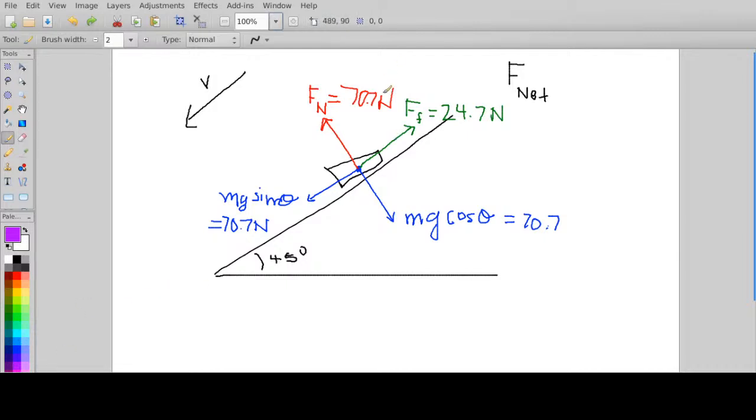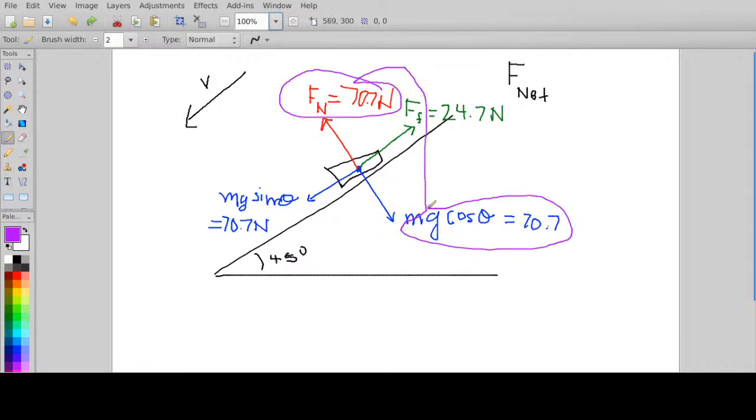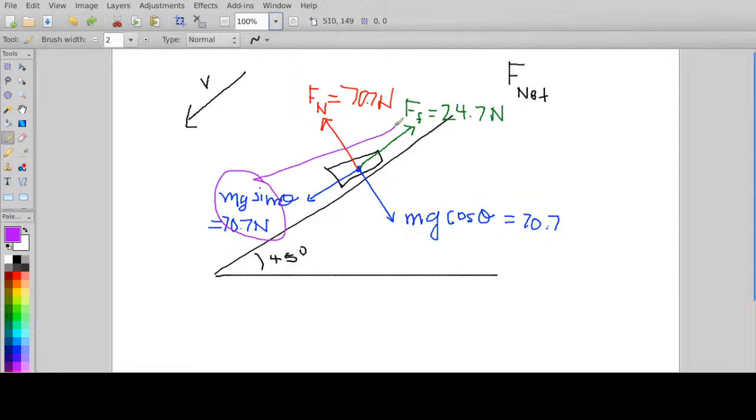Okay? So once again, the perpendicular forces, that is the normal force, is canceling the perpendicular force of gravity into the plane. Okay, so those are canceling, but the parallel ones are not. And because they're not, you're getting motion. So now you've got a different situation.